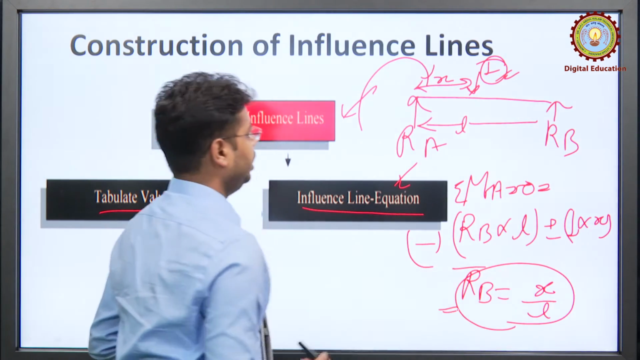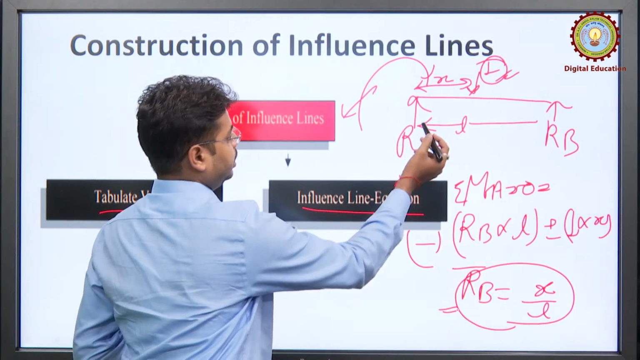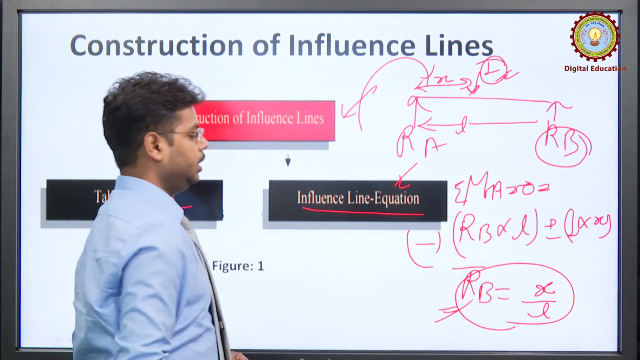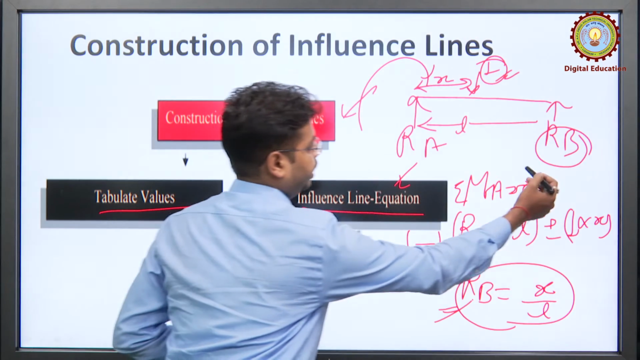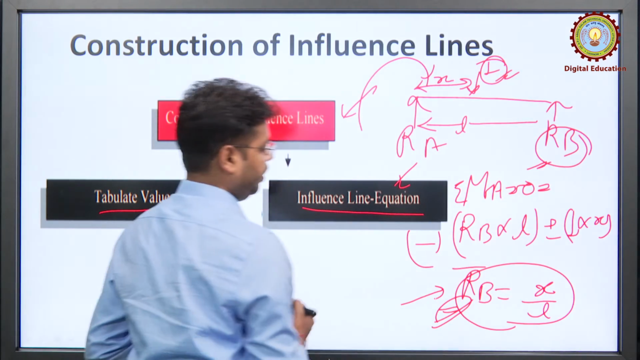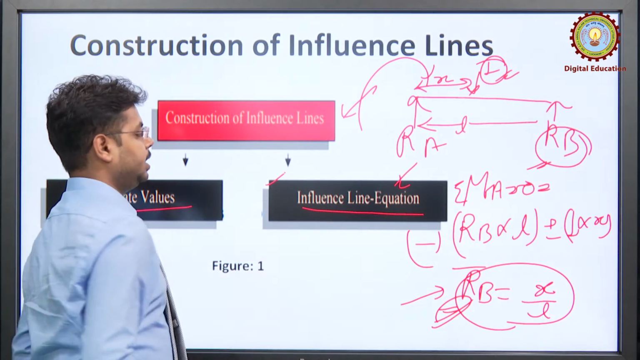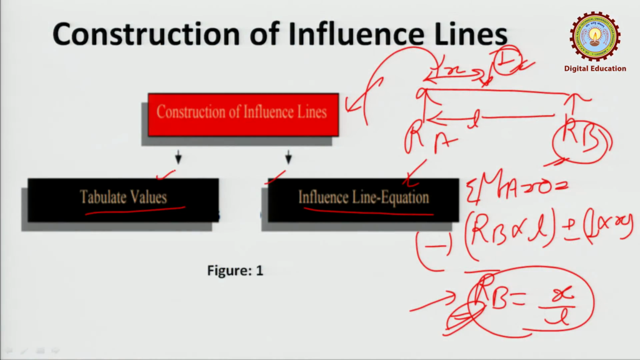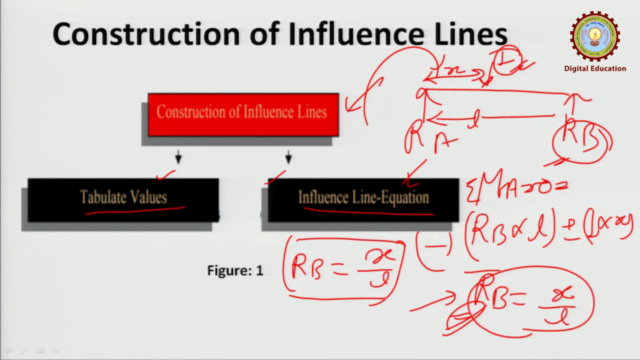Now we have RB. If they are telling us we have to find the influence line for RB, first you can find the influence line diagram for RB. Then you have to find the first RB value. This equation will tell us the influence line diagram, and this tabulated form is when you get an influence line diagram, X by L, you have an influence line value.